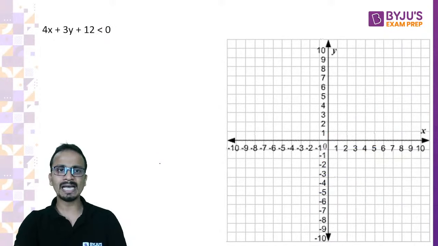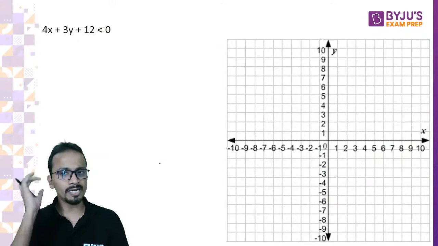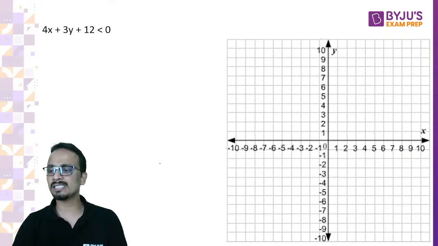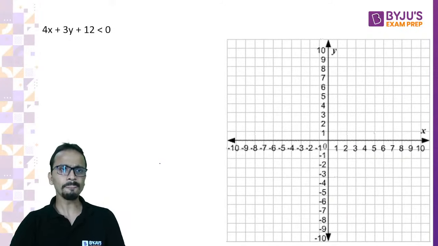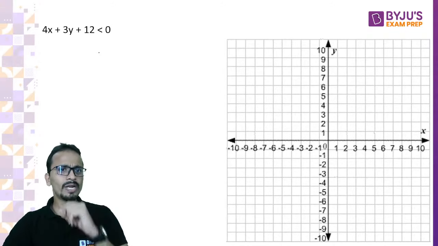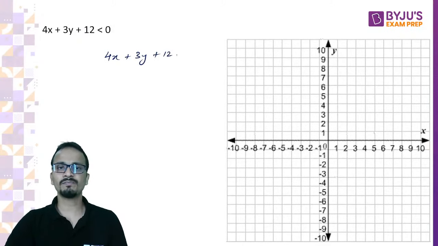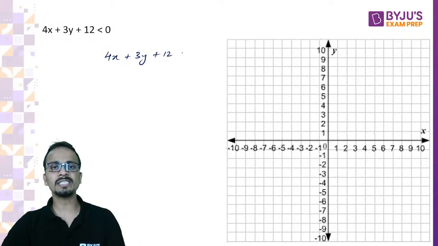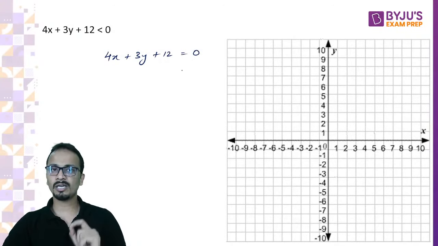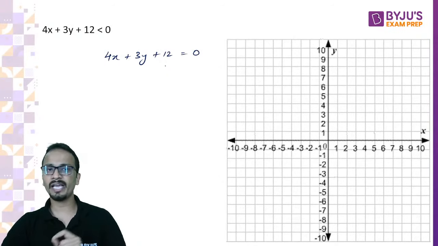So let's take one more example so that you will all understand what basically is the concept behind all these things. Now I have 4x plus 3y plus 12 is less than 0. So 4x plus 3y plus 12. So अभी क्या करना है, inequality की जगह I'll plot the graph for this straight line equation.